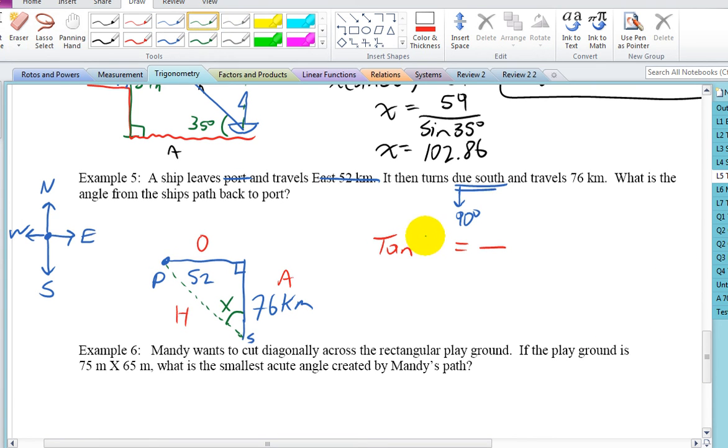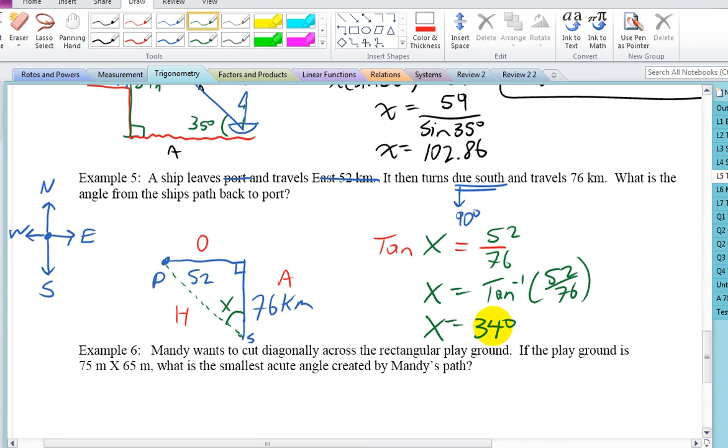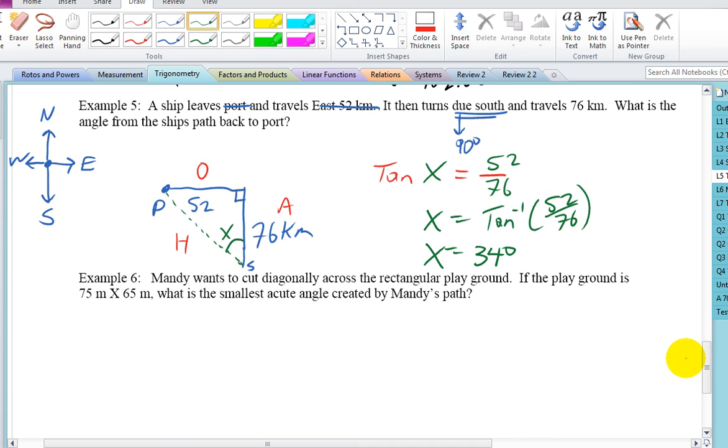Okay, so really important that you have a letter or a number where that x belongs. Okay, 52 over 76. 34 degrees. Okay. Thumbs up down in the middle.